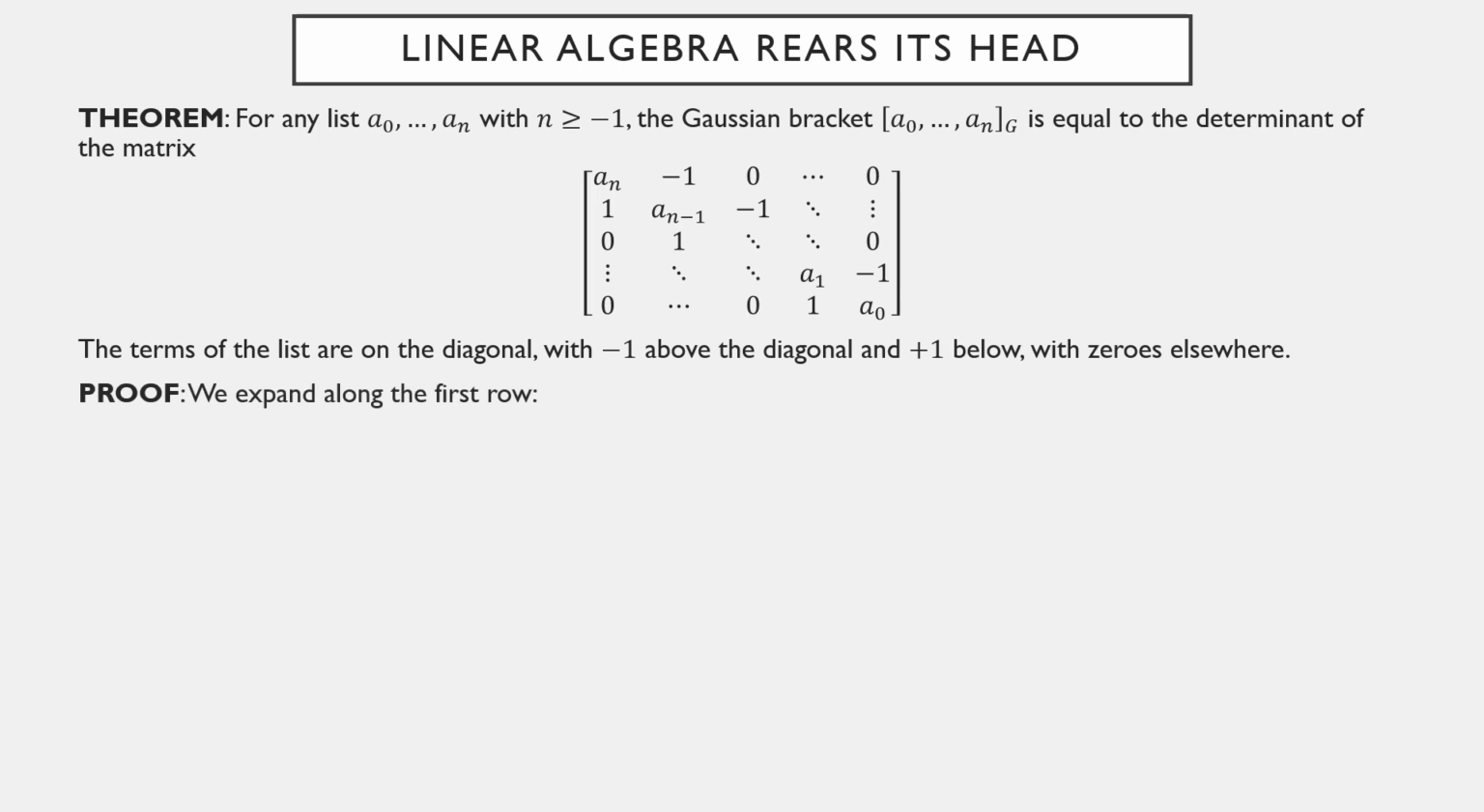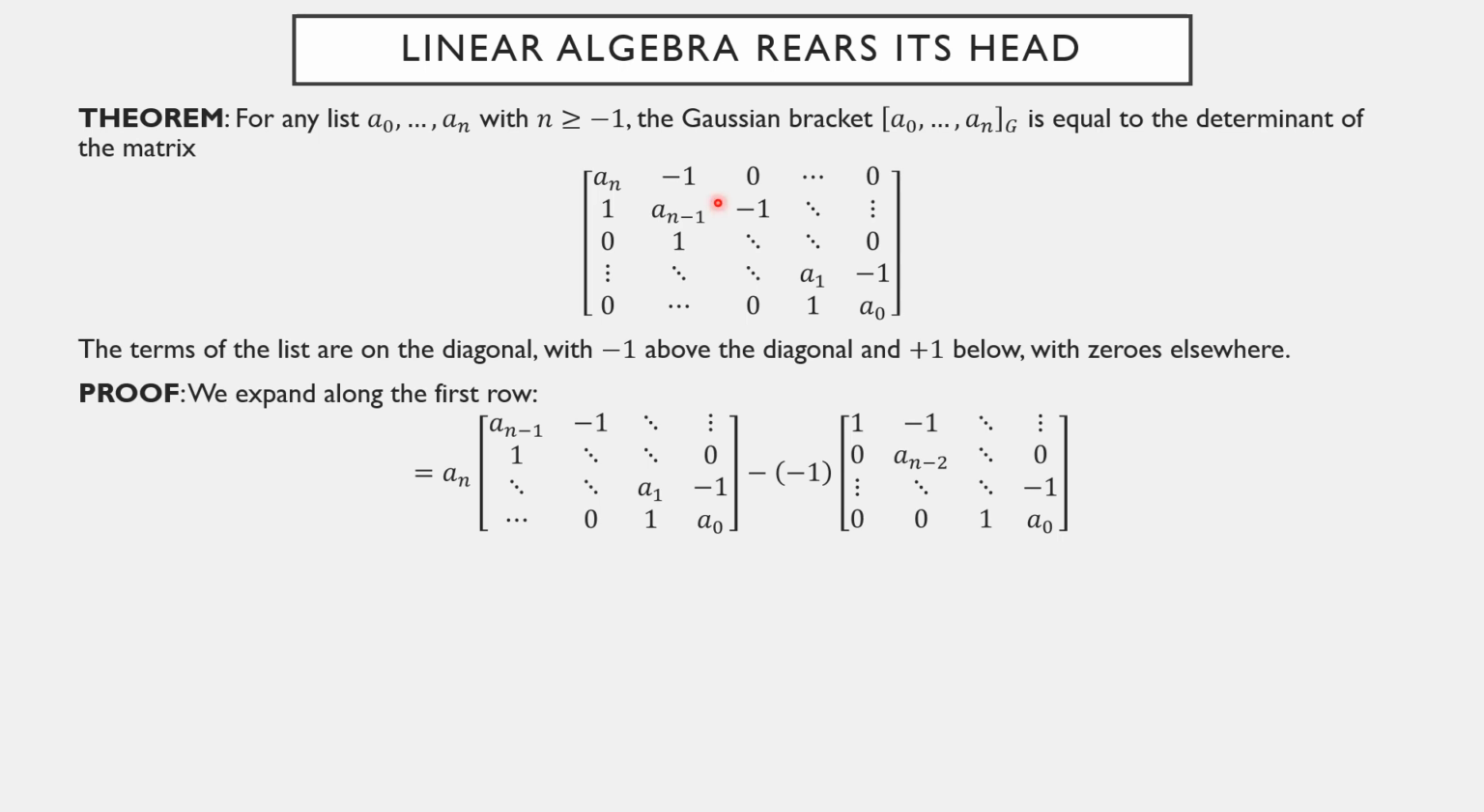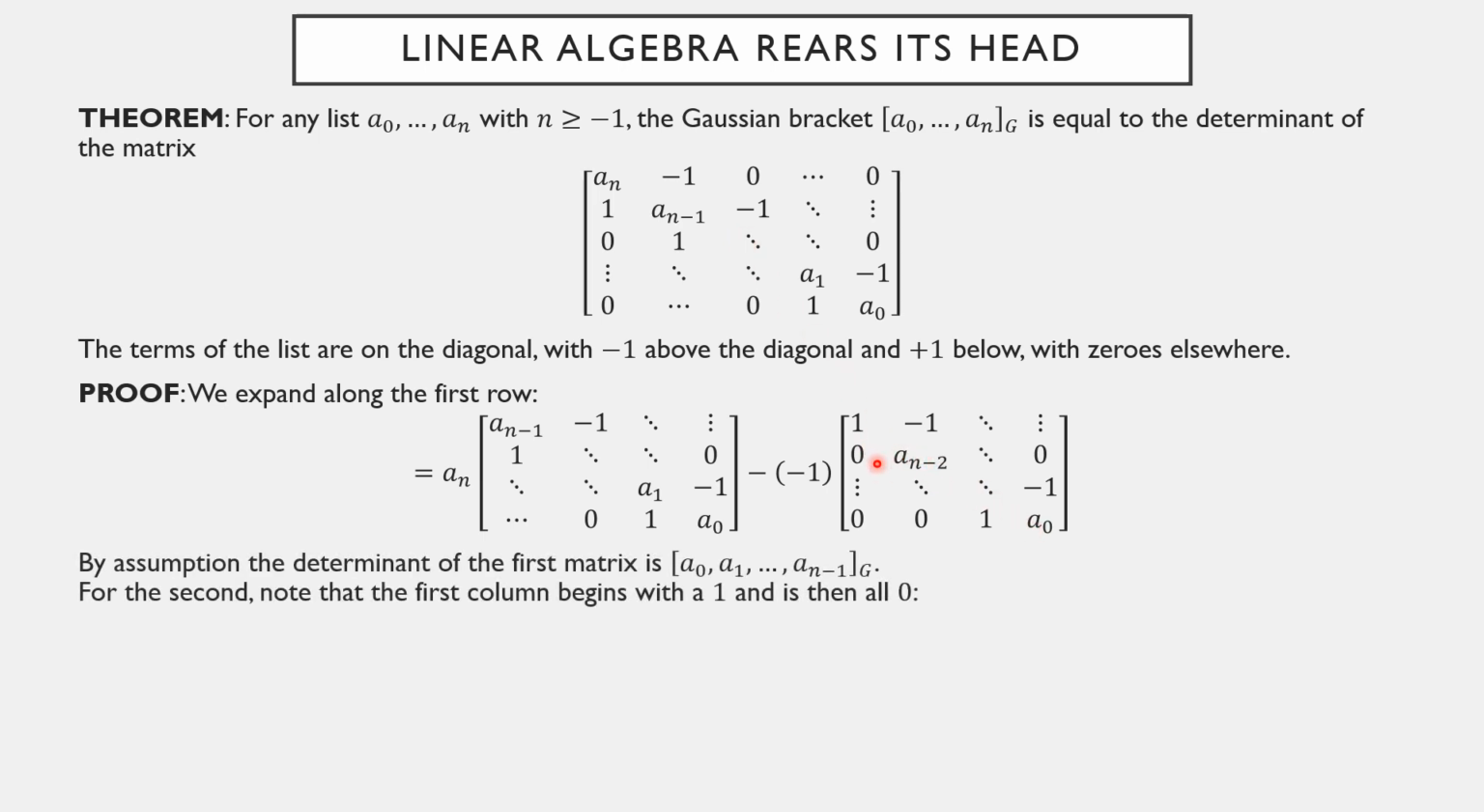Great. Now we're going to expand along the first row to compute this determinant. On the first row, we extract this a sub n times the determinant of the matrix we obtain by striking out that row and column. So we started with a plus an. Now we have a minus 1 times the determinant of the matrix obtained by striking out this row and column. Okay, so we have a 1, minus 1, 0, and then here is going to be a sub n minus 2, and so forth. So now we get the rest of that diagonal, but observe that this matrix, by assumption, has determinant equal to the value of this Gaussian bracket right here.